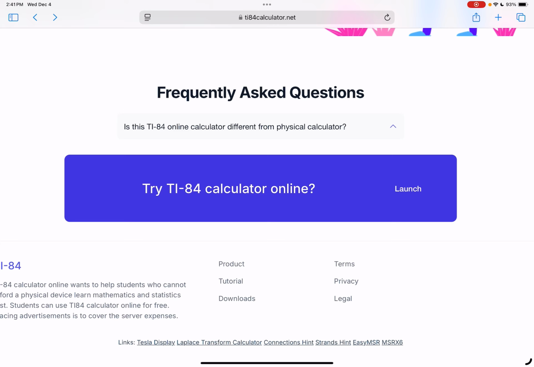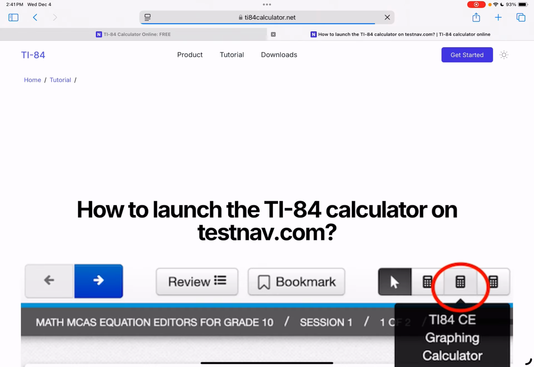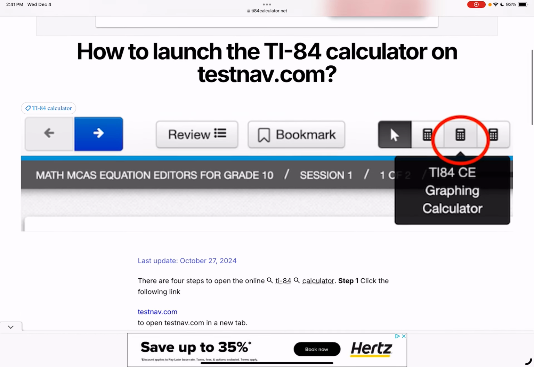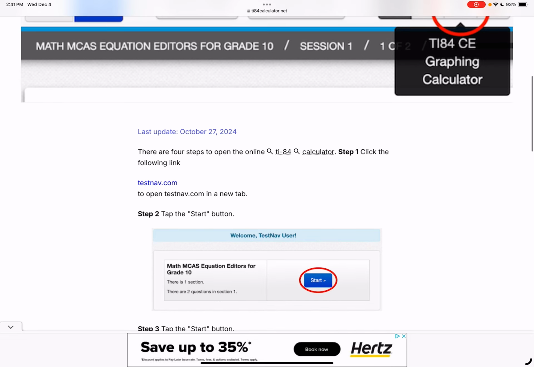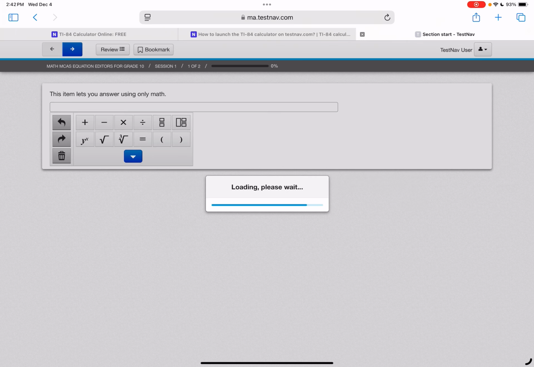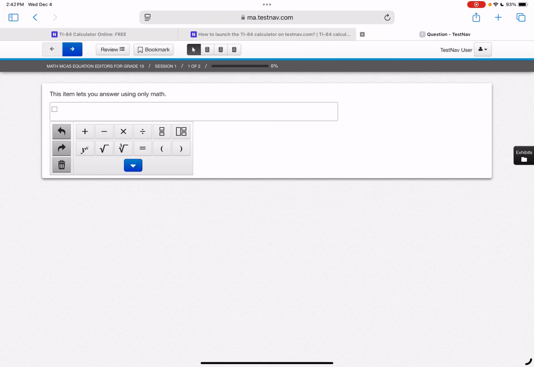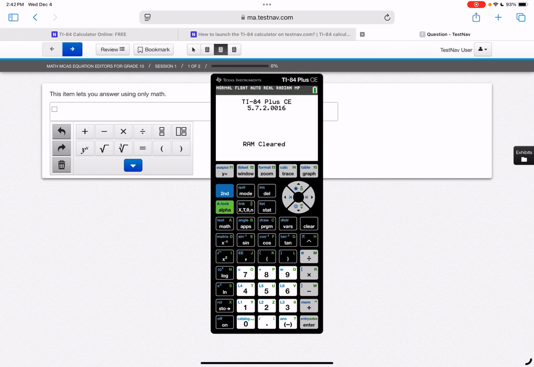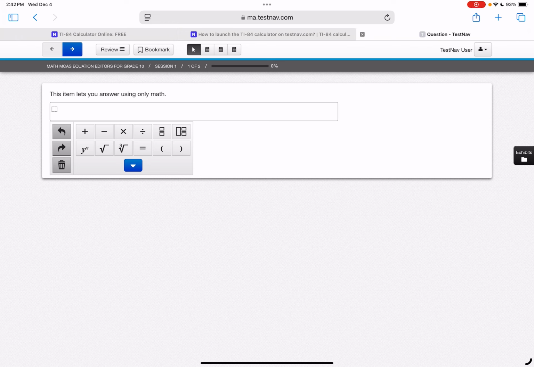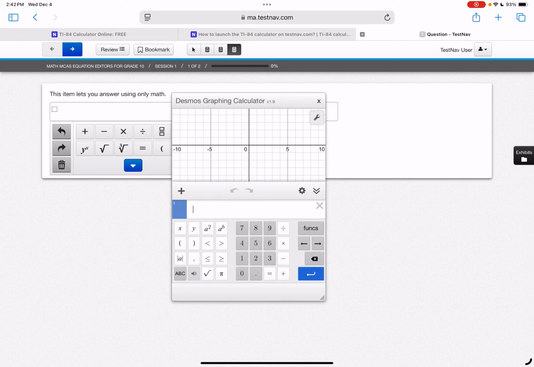So we're going to come to TI-84calculator.net, click launch, and there are a few steps we need to take here because there have been some updates. So we're going to go here to testnav.com, click through to the first question. And then if you look at the very top of the screen, this center calculator button is your TI-84 Plus. There are other calculators here. There's the basic scientific calculator if you needed to get practice with that. And there's the Desmos graphing calculator if you wanted to get practice with that as well.